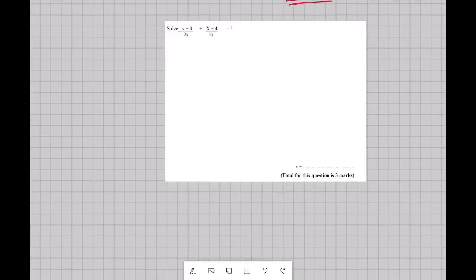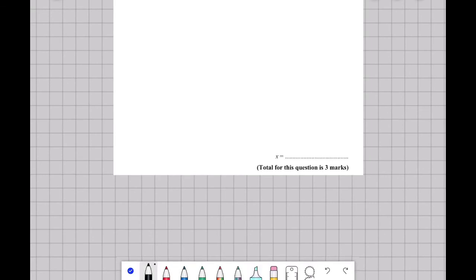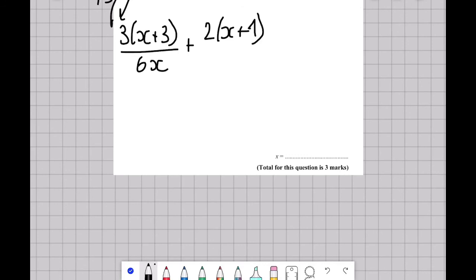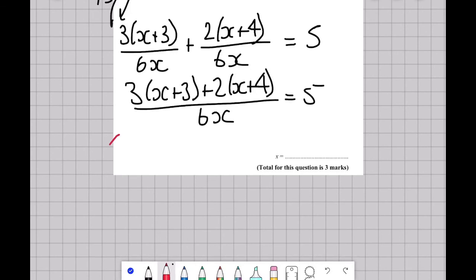So using the same method, try this one. So first thing I'm going to do, look for a common denominator again, which is 6x. So multiply both these parts of this fraction, numerator and denominator, by 3. So I've got over 6x, and the other fraction by 2. Equals 5. Okay, so then tidy that up a little bit. All over 6x is equal to 5. So now I can multiply both sides by the 6x.